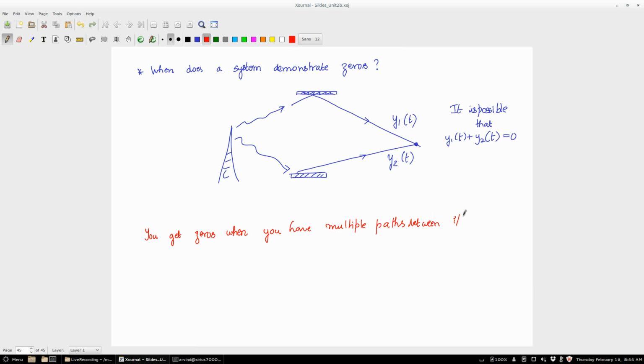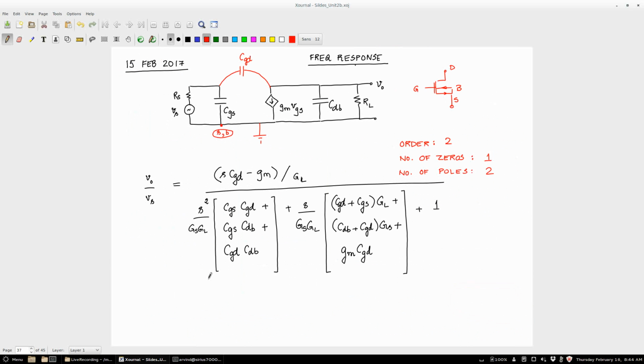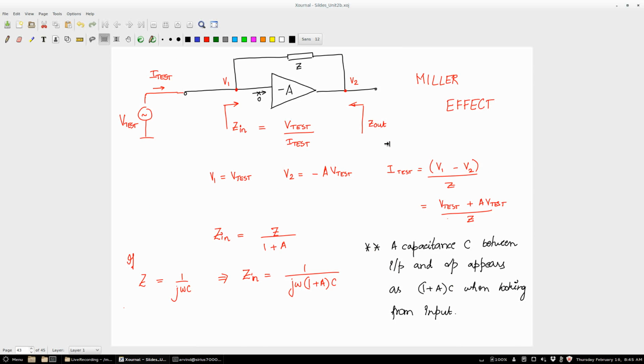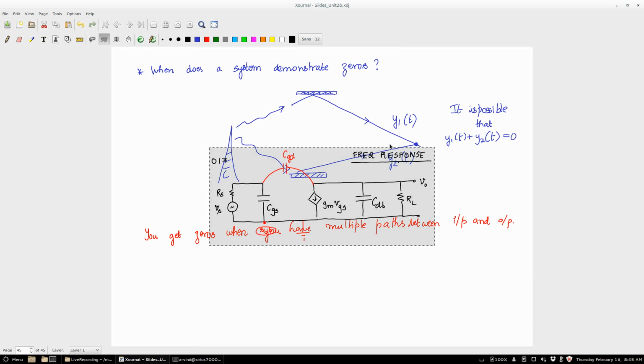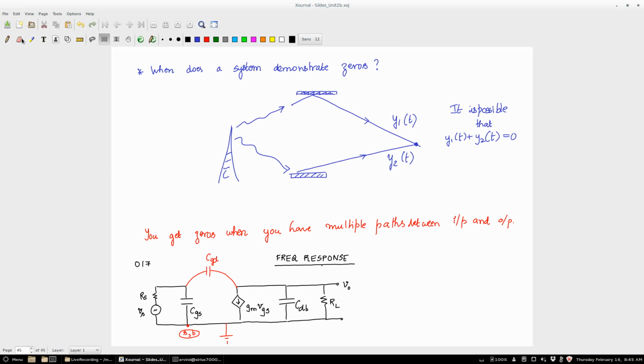Can somebody revise what we just said? You get zeros when you have multiple paths between input and output. Now, can you tell me where that multiple path is occurring in this circuit? Just think. Where are the two paths?